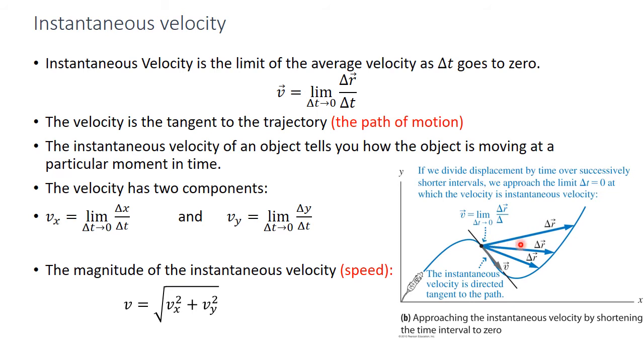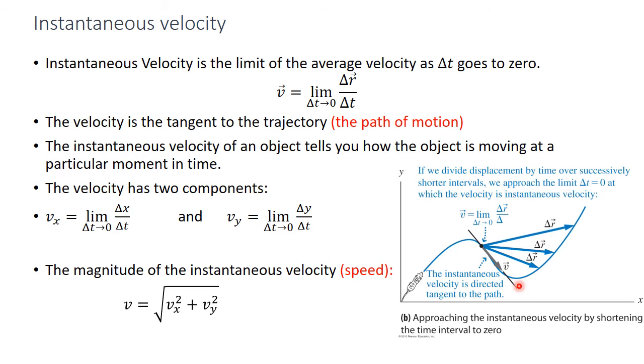So this is the delta r. Now if we get a shorter time interval, we see we're getting t closer to t0. We're making our time interval much smaller. Eventually, when delta t goes to 0, the line holding the vector v becomes the tangent to the trajectory. So the direction of the velocity at any time t is tangent to the trajectory of y as a function of x.